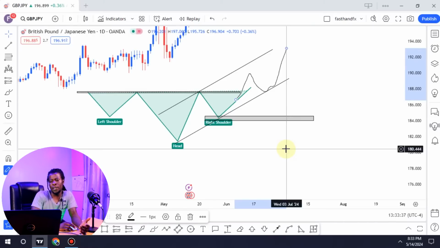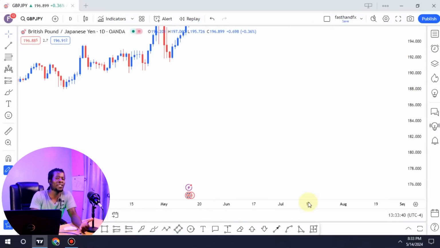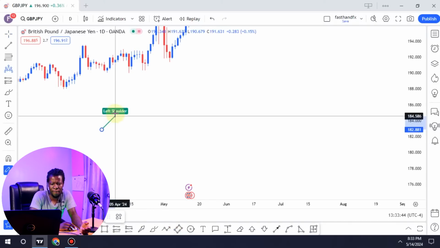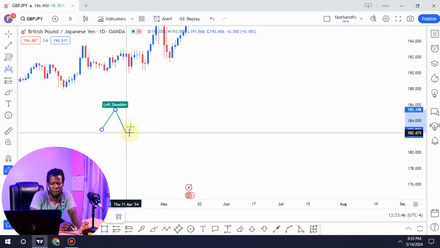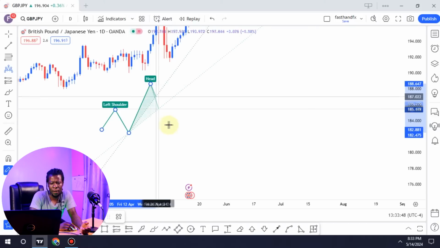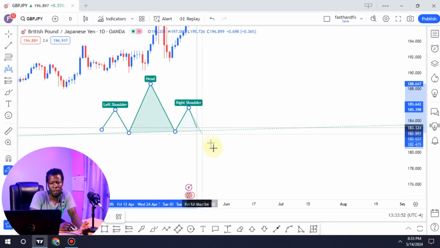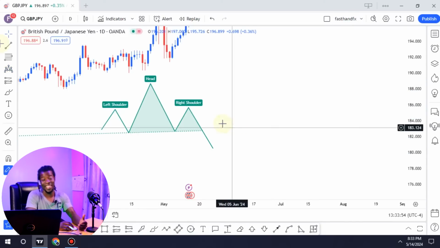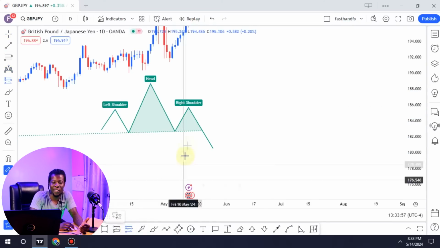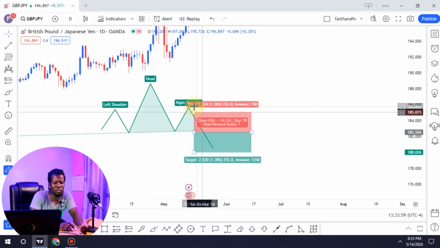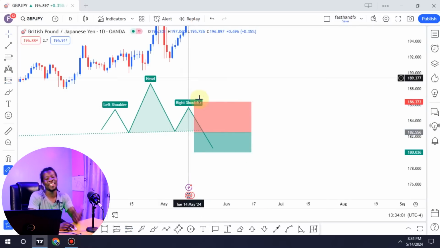All right, so let me talk about head and shoulder. This was inverse head and shoulder. So for head and shoulder, this is what we have: left shoulder, neckline, head, neckline, right shoulder. Then the article says that when you see price taking out that neckline, take your sell position right there, stop loss above. But then guess what?